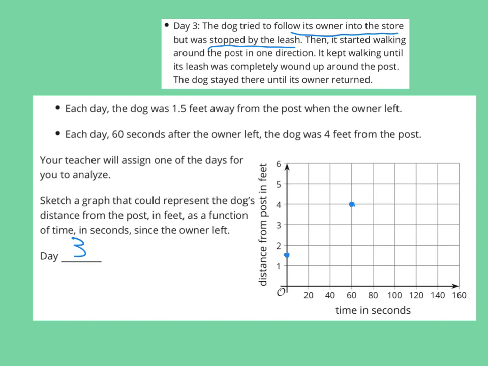So the dog tries to follow its owner into the store, then gets stopped by the leash, then starts walking around the post in one direction, which means the leash has to keep getting shorter and shorter and shorter until it is completely wrapped up around the post. So that's 0 feet away from the post until the owner returned. And let's just say that the owner is going to return at 166 seconds. All right, so let's see what you can do with that one in your notes.